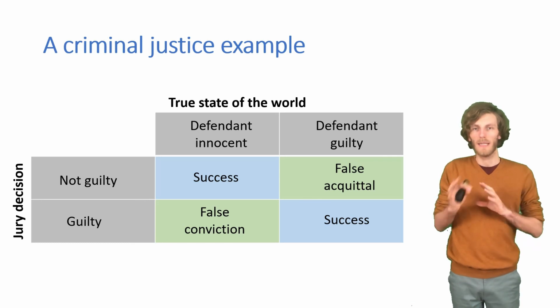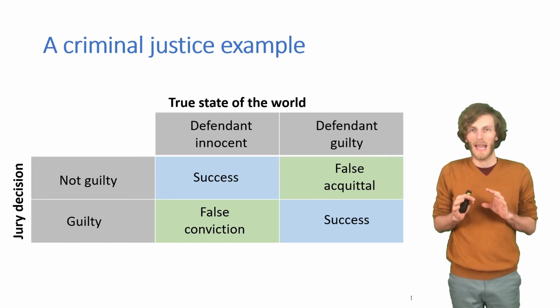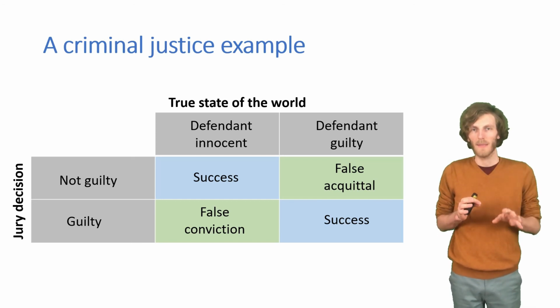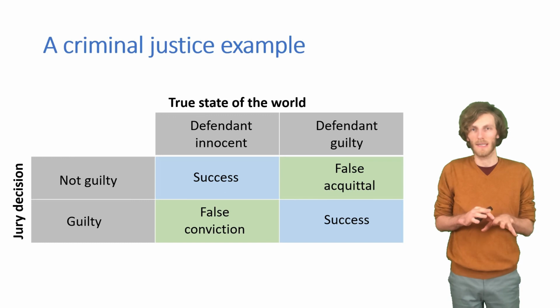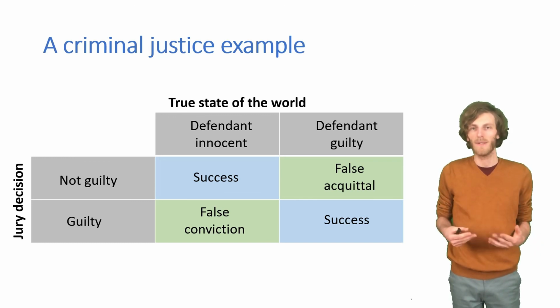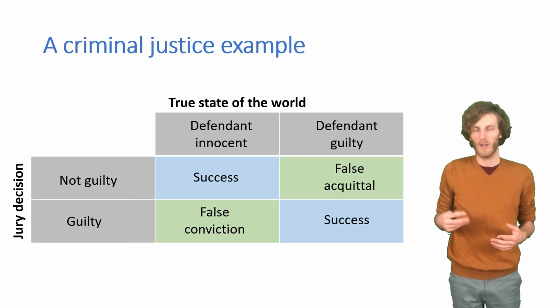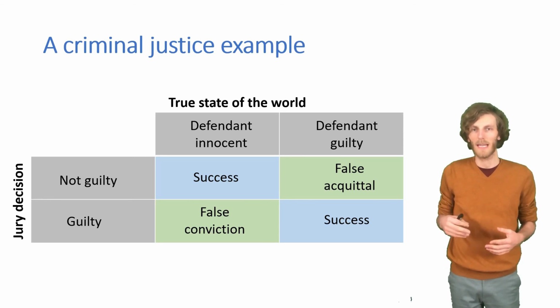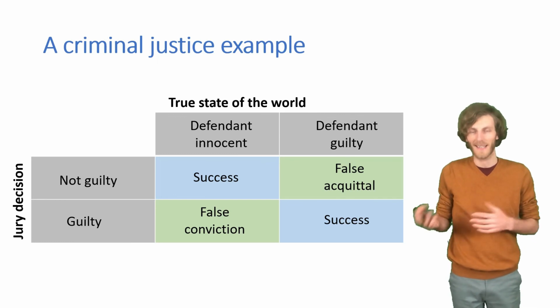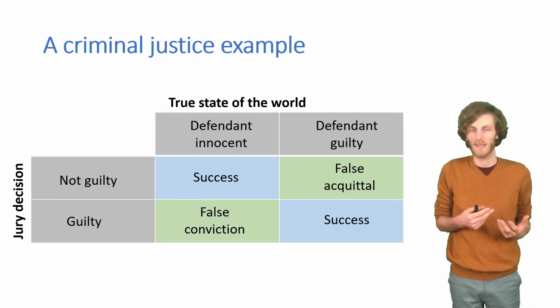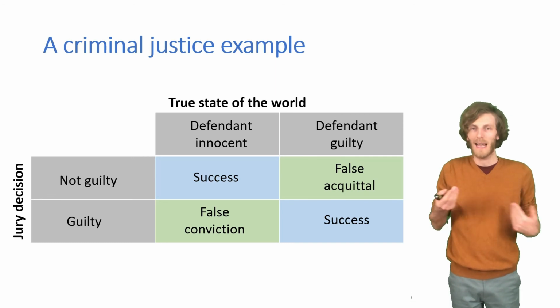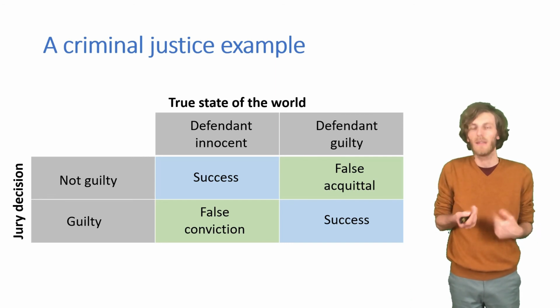Very clearly, one way to deal with these errors is to trade them off against each other. So we can make sure never to convict an innocent person by just not convicting anyone. However, that clearly leads to lots of false acquittals. Conversely, we can make sure never to have false acquittals by convicting everyone. That leads to lots of false convictions. So one thing is, how do we trade those 2 off?